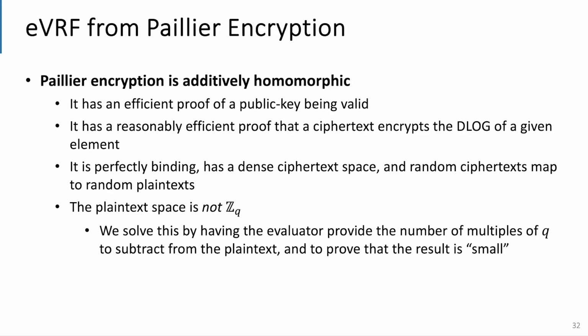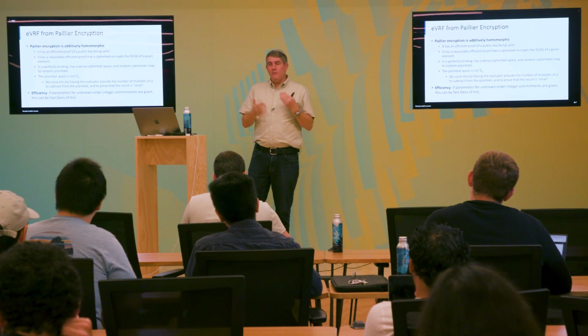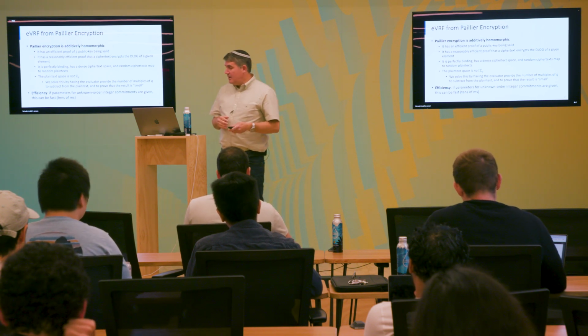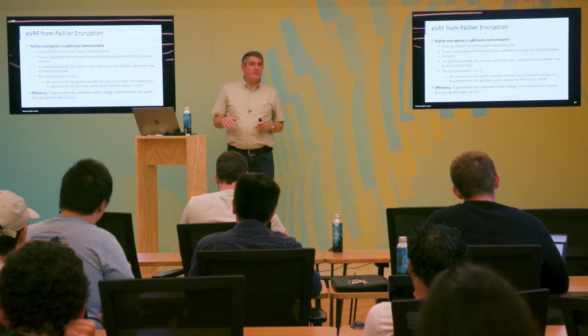So can we do this efficiently? With Paillier, we actually can. With Paillier, you can certainly hash to a random ciphertext. You can decrypt. The space is not Z_q, the order of the group, but we can fix that without too much difficulty. And you can efficiently prove that a ciphertext encrypts the discrete log of a given value because of the homomorphic properties of Paillier. That proof is actually quite efficient. Okay? So this is not lightning fast. It's like tens of milliseconds, but you can do this.